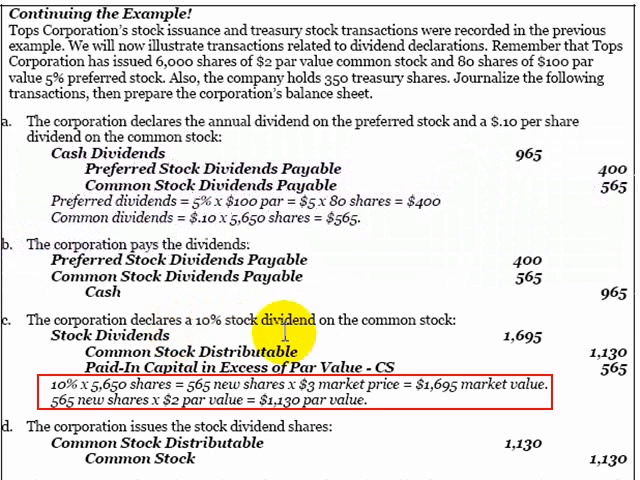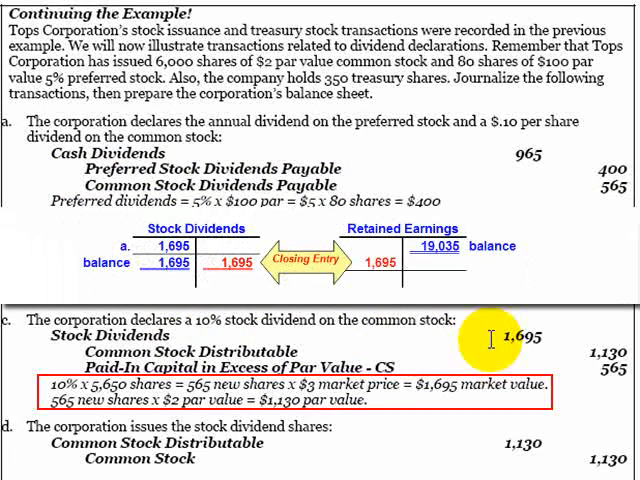And if our stock is selling for $3 per share currently in the open market, then we'll need to debit stock dividends for a total of $1,695. Later, the stock dividends account will be closed into retained earnings also. So this $1,695 represents a reduction in the balance of retained earnings.